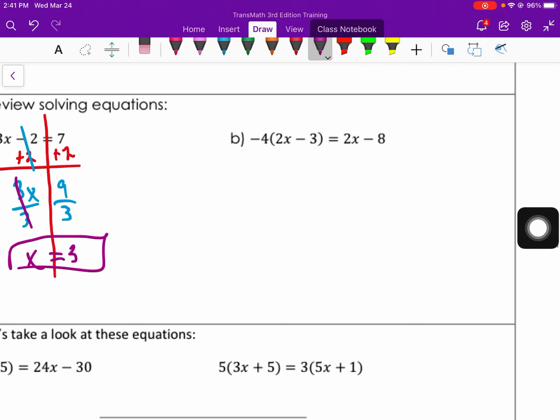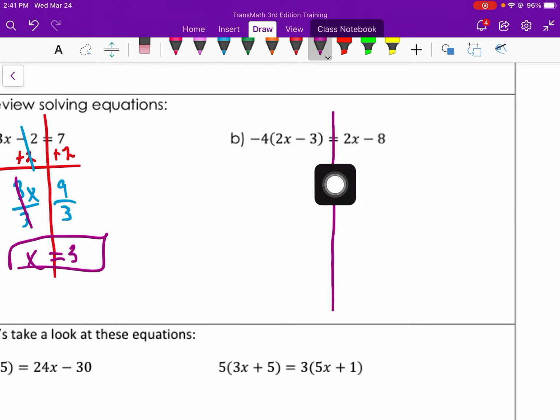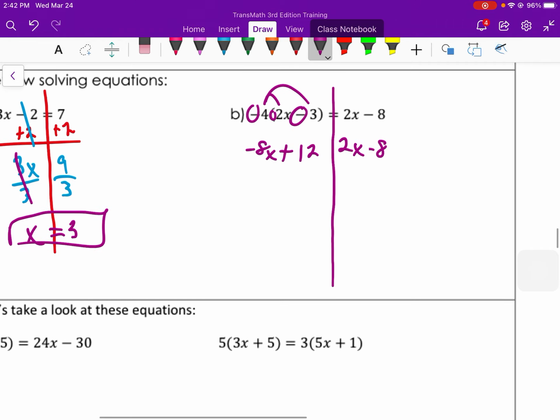Now on the right, this is more of a new concept that we learned yesterday, where we have to use the distributive property and combine like terms, and we have variables on both sides, but we're still going to end up with x equals something. So let's do that. We're going to distribute, so we have -4 times 2x is -8x, because the signs are different, so we'll have a negative answer. And then our signs will be the same. -4 times -3 will be +12 equals 2x minus 8.